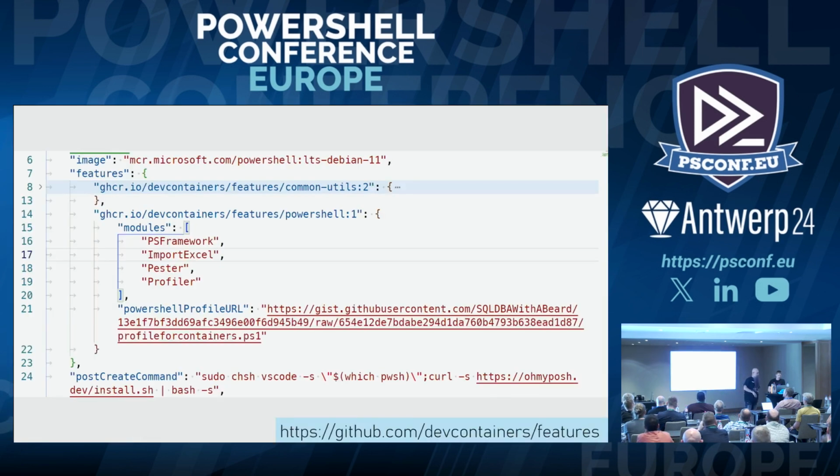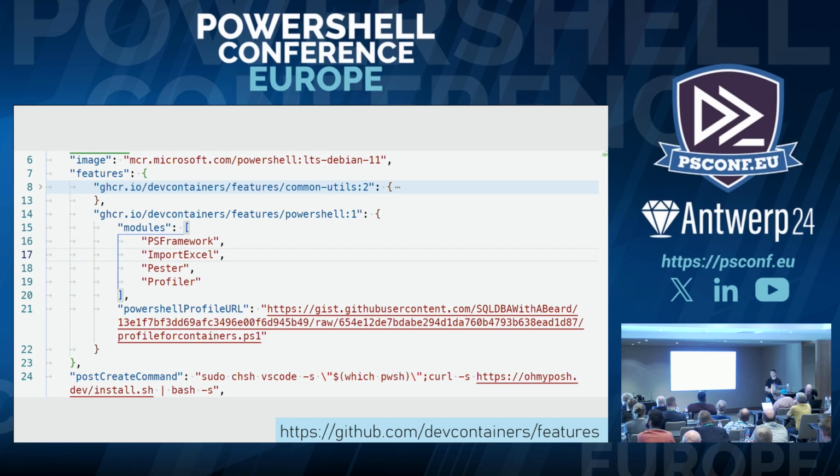All right, let's talk about features. With dev containers, when we're setting up our devcontainer JSON file, which we'll see in the demo in a second, you can install features and configure features. Within the JSON, you can see we've got features defined and we're pulling in some common utils and we're pulling in PowerShell. With those features, there are some options that are documented. For example, the PowerShell feature includes modules. So which modules do you want to be in your container every time you load it?